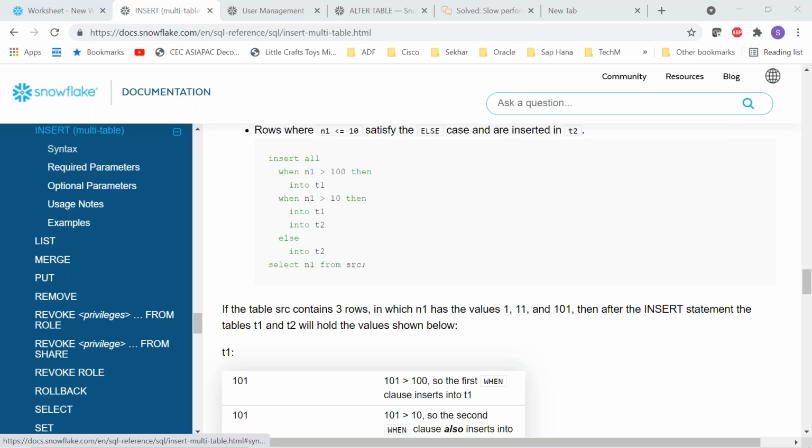Sir, I have a question. It's not related to today's topic, but I have a question on time travel. Sir, generally we set the time travel at account level and object level also, right? Account level meaning, for all the objects? Time travel is one of the parameters that can be set on the account level and the object level. Yes, yes.